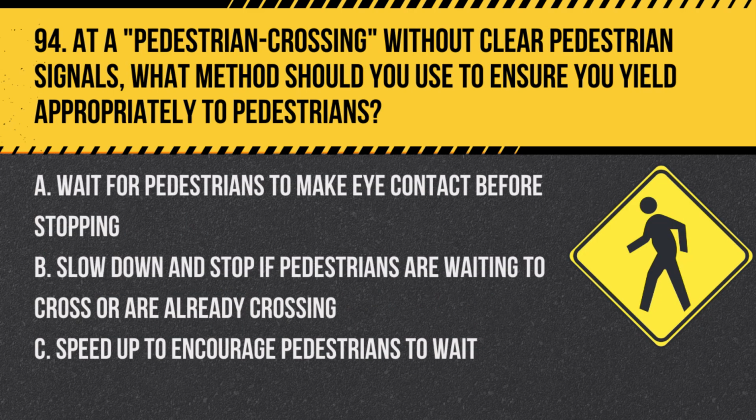Question 94. At a pedestrian crossing, without clear pedestrian signals, what method should you use to ensure you yield appropriately to pedestrians? A. Wait for pedestrians to make eye contact before stopping. B. Slow down and stop if pedestrians are waiting to cross or are already crossing. C. Speed up to encourage pedestrians to wait.